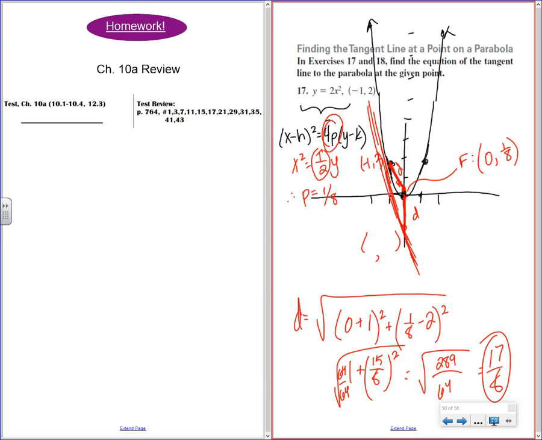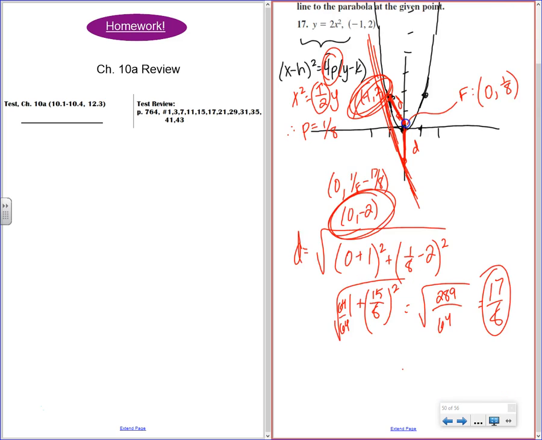And from that, I can find my point to be 1/8 minus 17/8 with the exact same x value of 0. Starting at 1/8 and taking away the 17/8, we're going to have the point (0, -16/8), which is (0, -2). So now all I need is to make an equation of my tangent line.